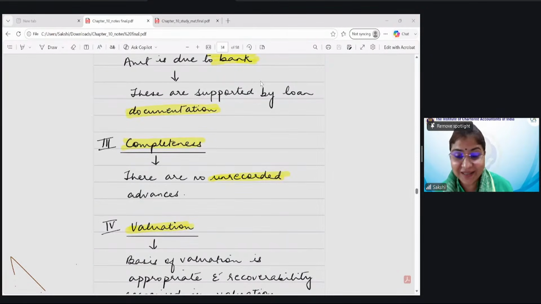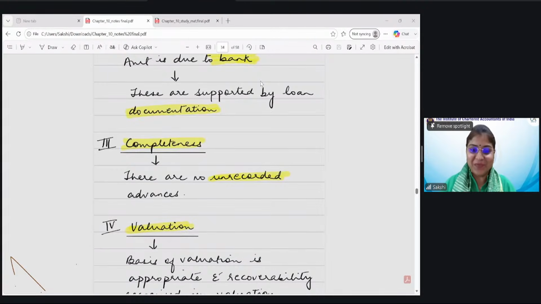Are you understanding? This is known as completeness, that there are no unrecorded advances. It has once happened that two different amounts were shown in the advance sheet and the balance sheet said something else. There was a mismatch. So these things actually happen, and you as an auditor have to be very vigilant about it.